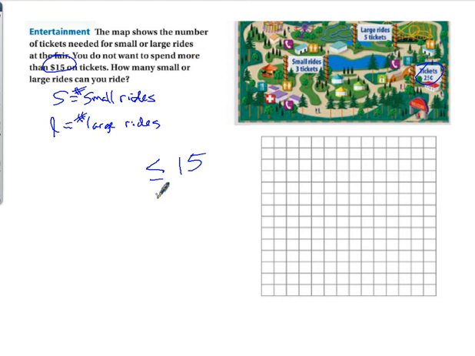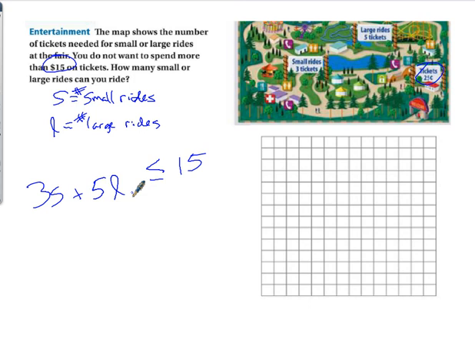Now, with our variables, let's come up with an expression on the left-hand side that completes this inequality. Okay, so it's tempting to say 3s plus 5l is less than or equal to 15. It's tempting to do that, but what's wrong with this? How many rides? You're on the right track.